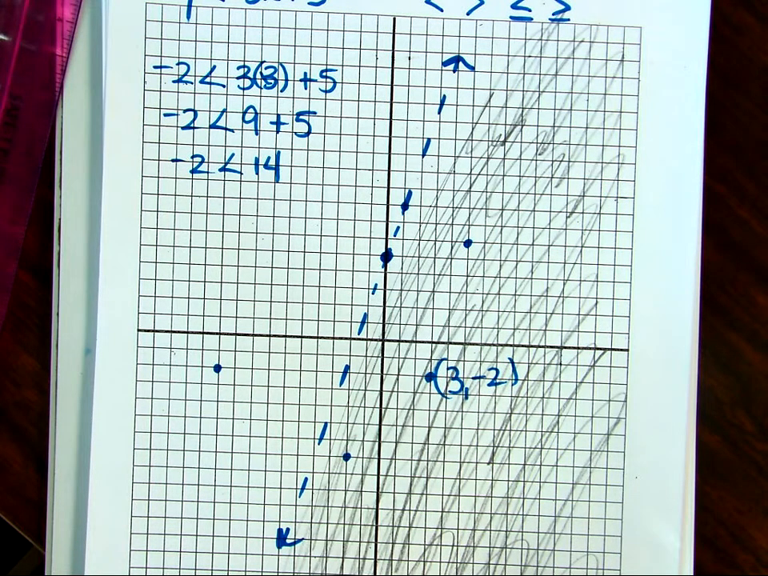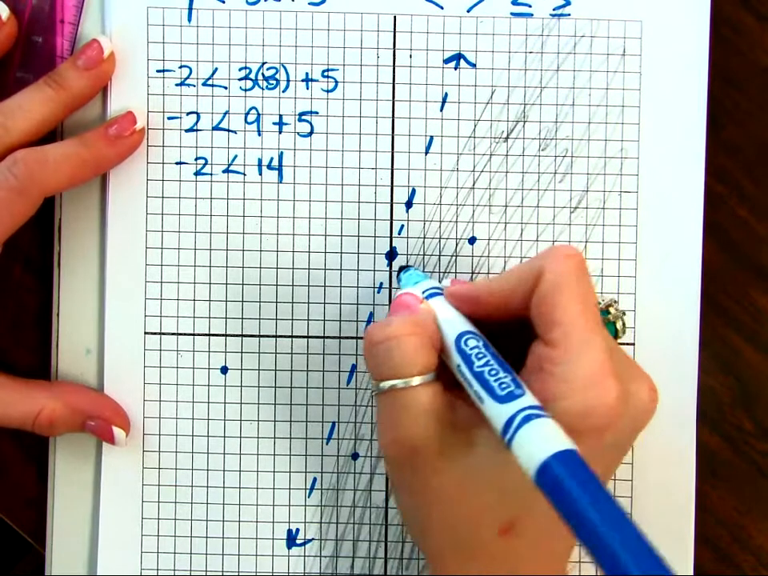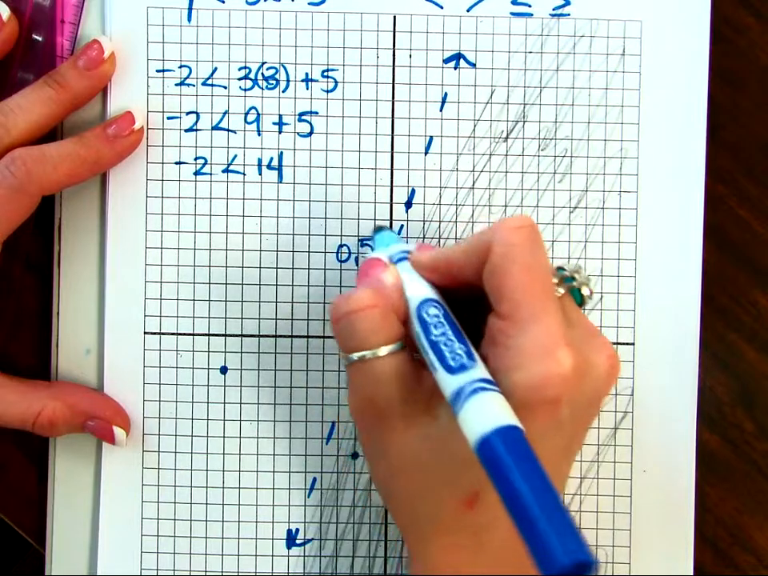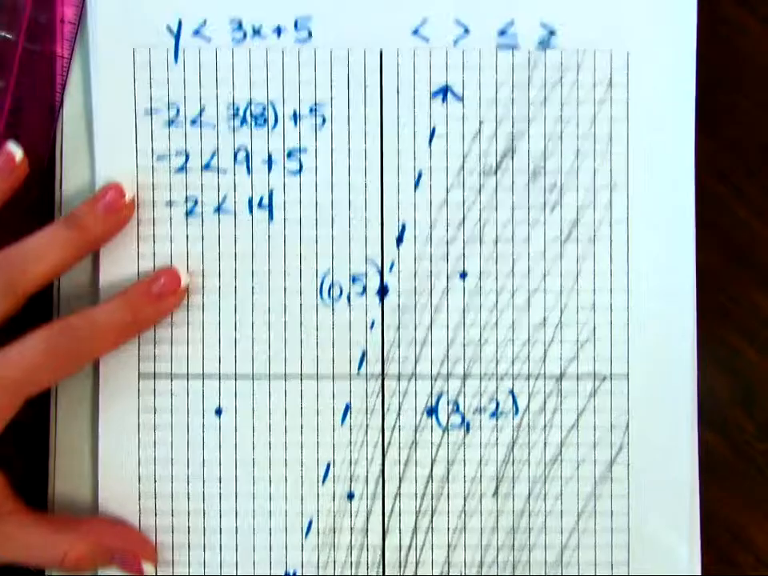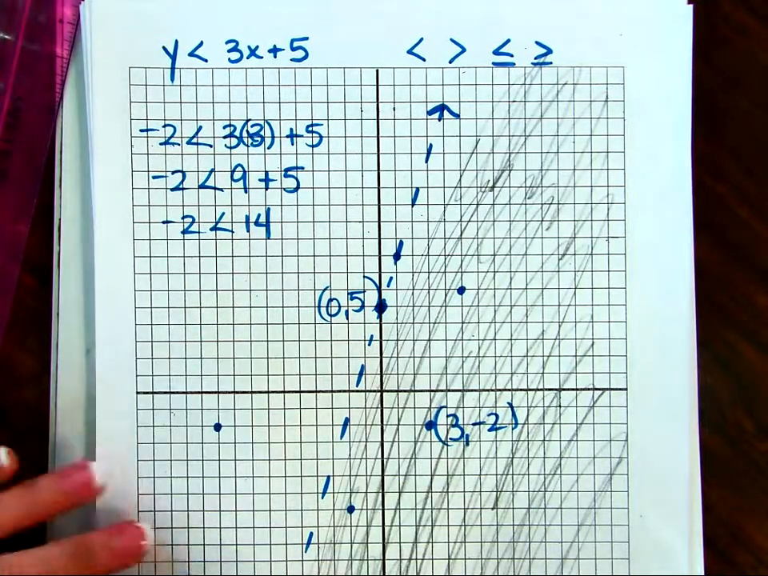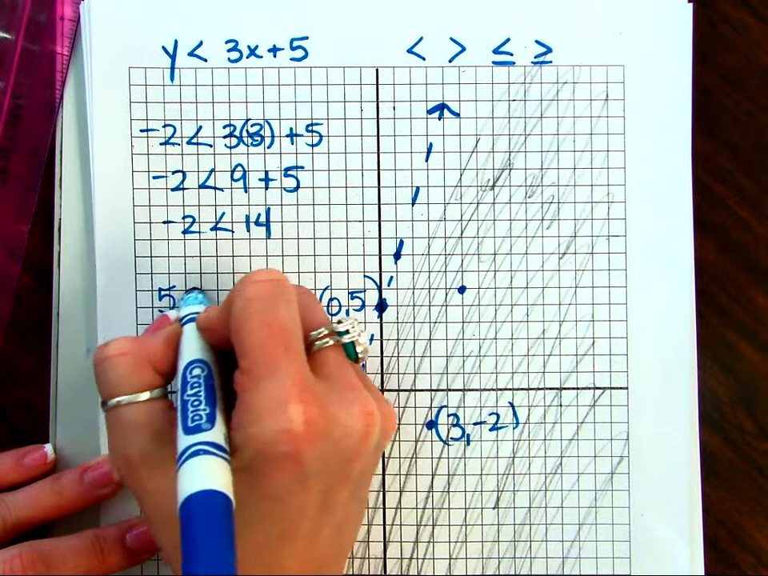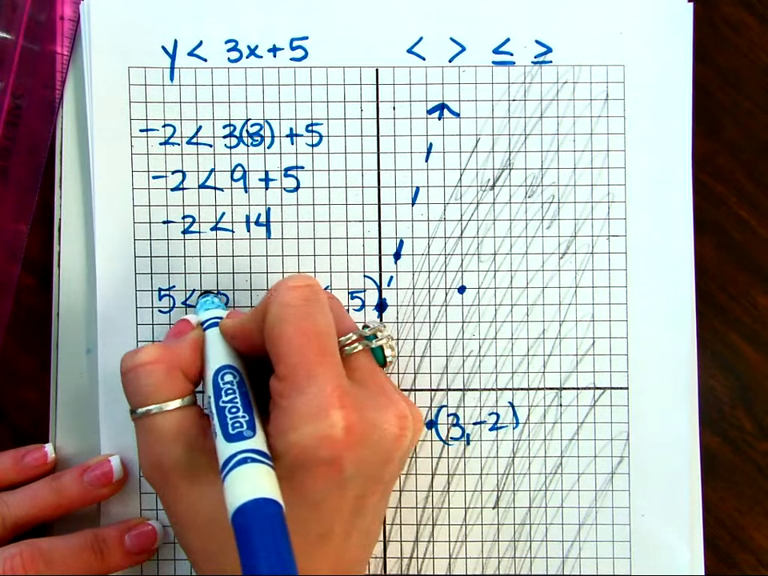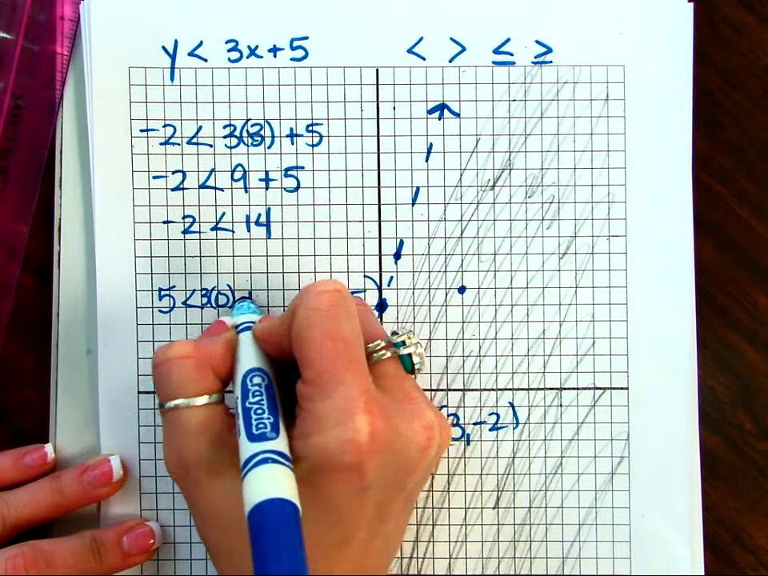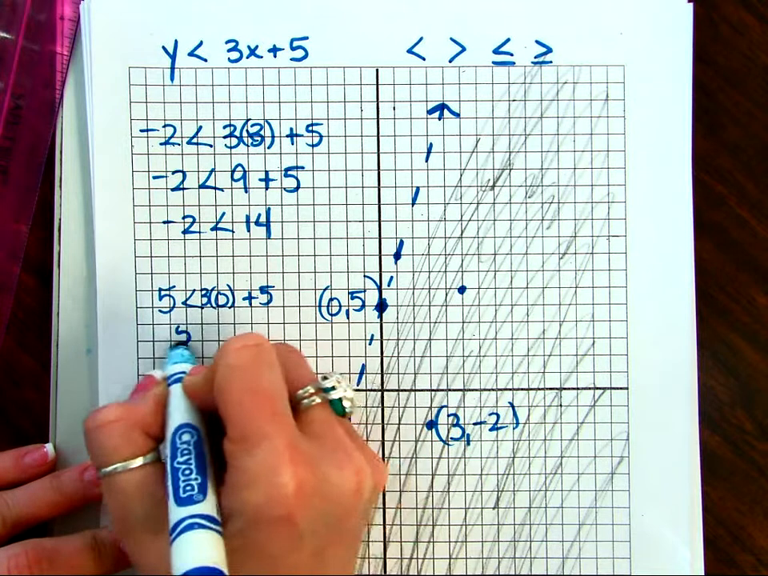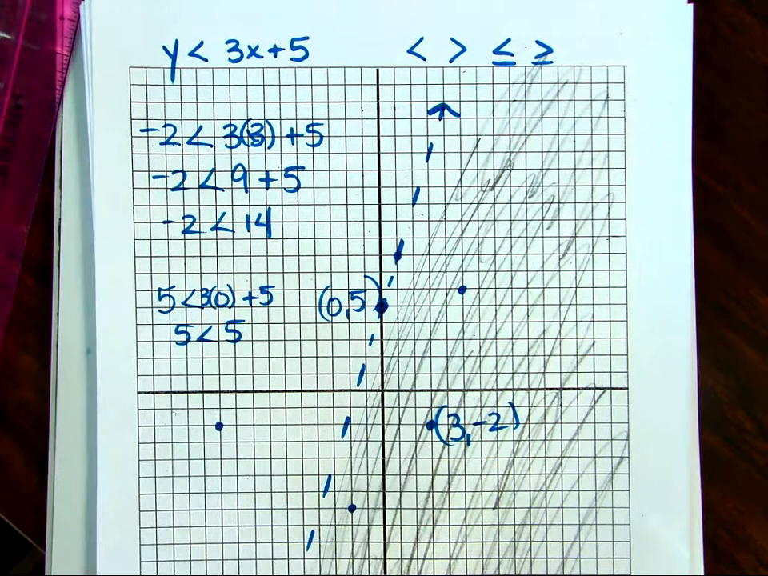So let's see. The name of this point is 0, 5, right? Because it's the intercept. So let's put 0 in for x and 5 in for y. So let's say 5 is less than 3 times 0 plus 5, that's 0, is 5 less than 5? No. 5 is 5, right? 5 equals 5.